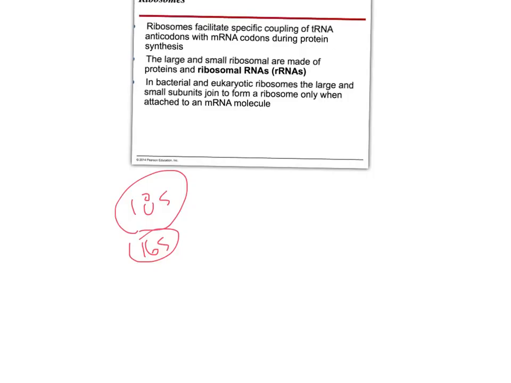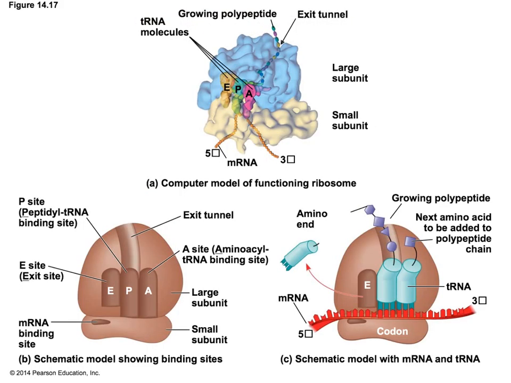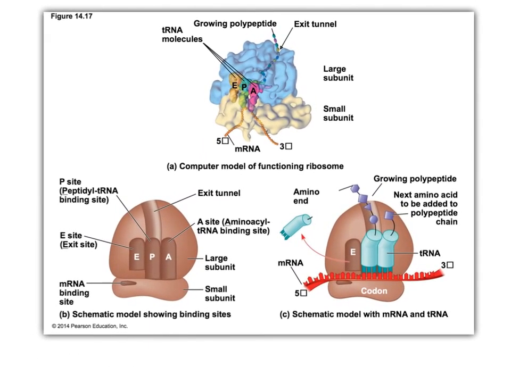The large and small subunit join to form your ribosomal complex with the help of ribosomal RNA. So there's some RNA with that. The large and small subunit basically clamp around the mRNA single strand. Parts of the ribosome: here you see a space-filling model of a ribosome, and the blue is the large subunit, the yellow is the small subunit.